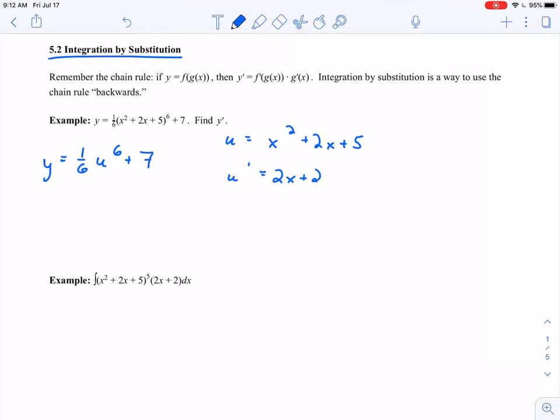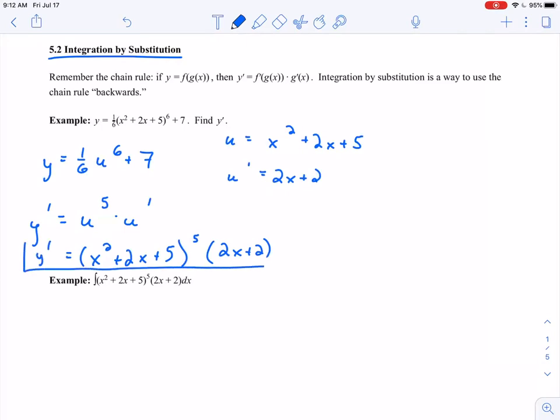And then we say, okay, we can take the derivative of this using our chain rule. This is going to be y prime. 6 and 1/6, those are going to cancel each other out. So I have u to the 5th power times u prime. And then the derivative of 7, well, that's just 0. So when I take my u and u prime, plug those back in, I'll have (x squared plus 2x plus 5) raised to the 5th power times u prime, 2x plus 2. So here's my derivative. This is my y prime.